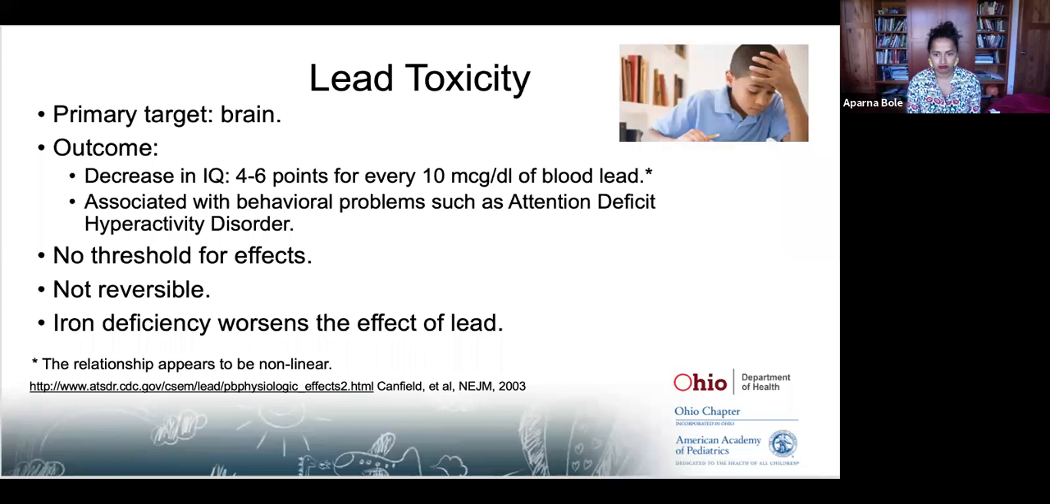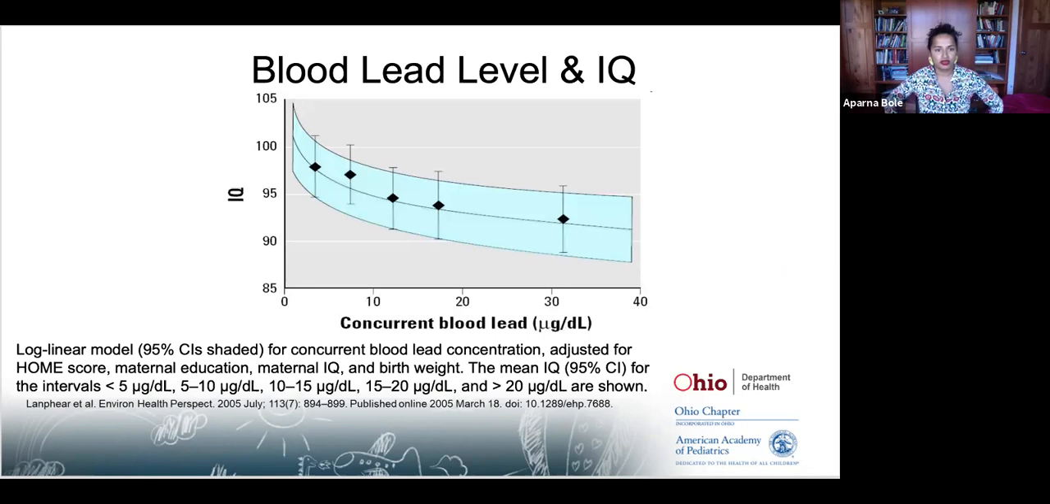Just to underscore the point that there's no safe level of lead in the blood, there is an impact on decrement in IQ at all detectable blood lead levels. And actually the slope of that relationship is the steepest at quote unquote lower blood lead levels.